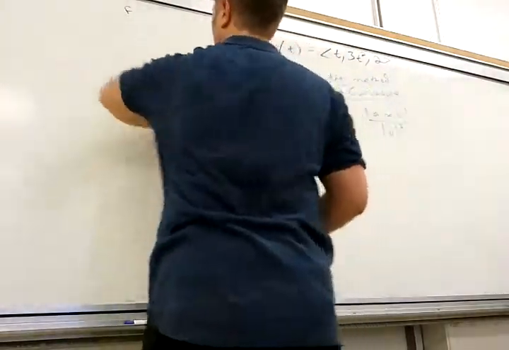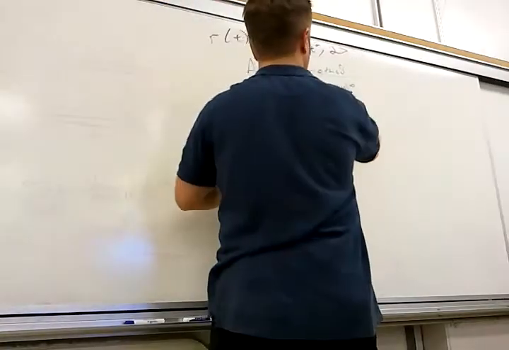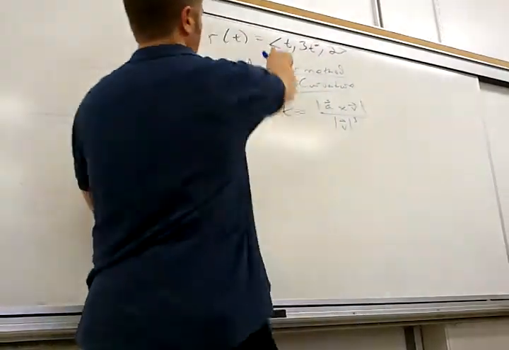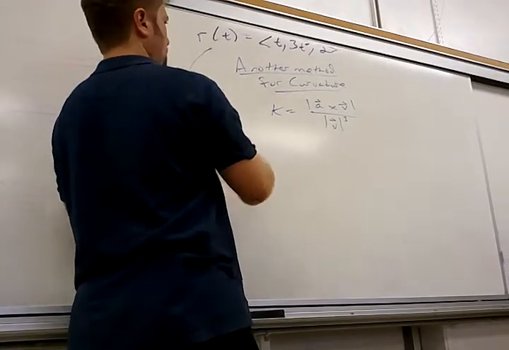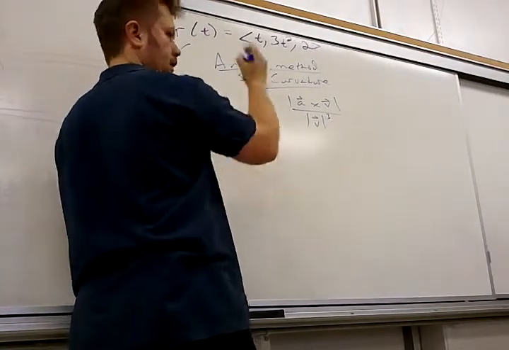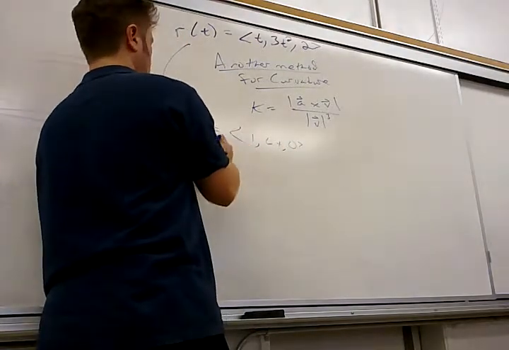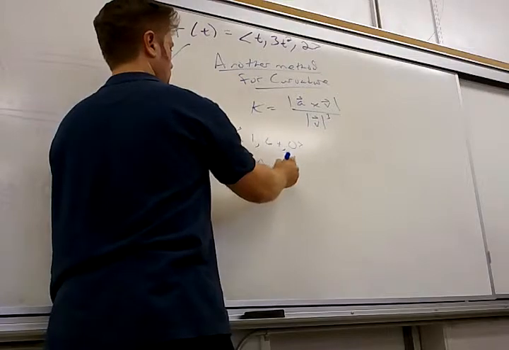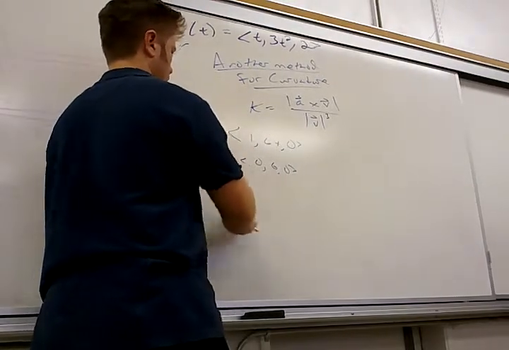Okay, so what's A, what's B? You guys help me out. For this guy here, velocity is going to be what? We already kind of did it earlier. 1, 6t, 0. Okay. And what's A going to be? 0, 6, 0. All right, so what's A cross V, sorry.